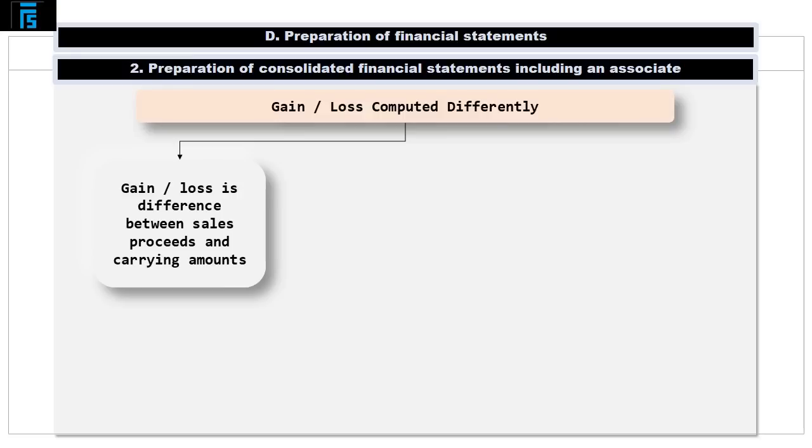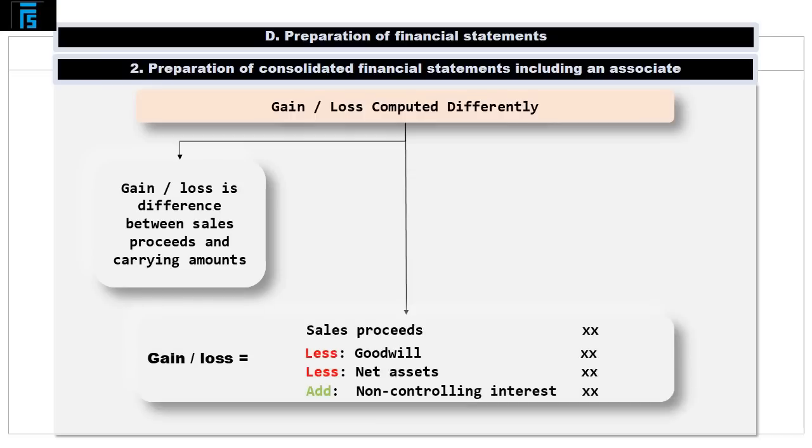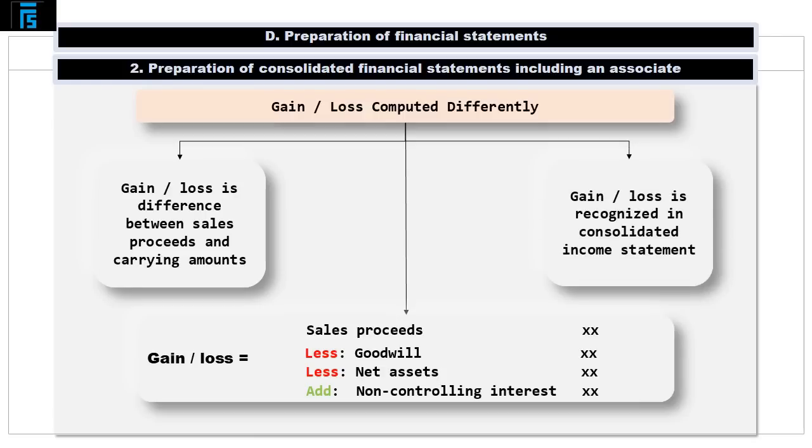The gain or loss on disposal of the subsidiary may thus be mathematically expressed as the sales proceeds less the carrying amount of goodwill at the date of disposal, less the carrying amount of the subsidiary's net assets at the date of disposal, plus the carrying amount of non-controlling interest at the date of disposal. The gain or loss is recognized in the consolidated income statement.